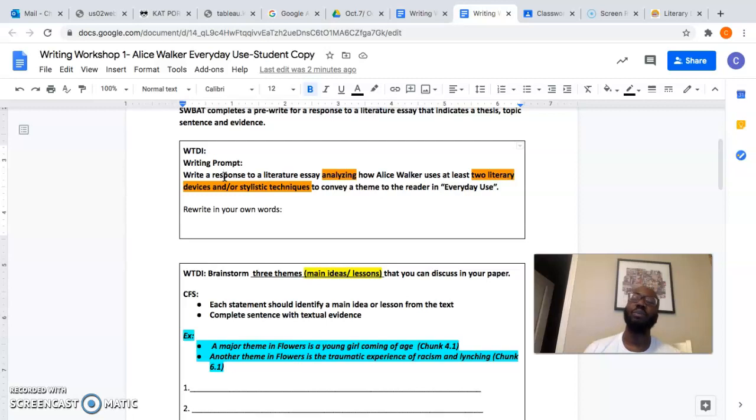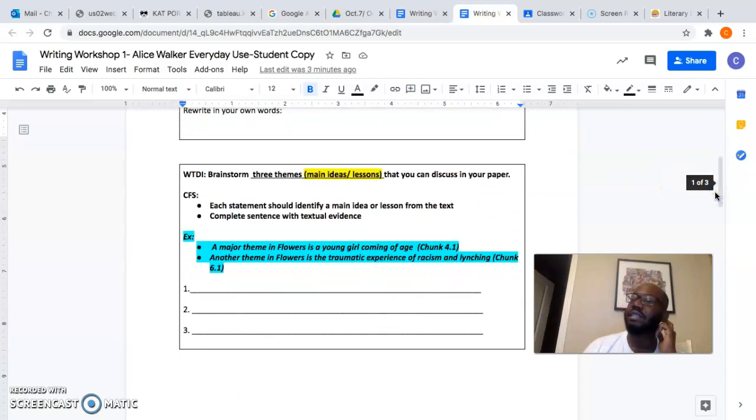What you're going to do is brainstorm 3 main ideas, lessons, or themes. It's the same thing that you can discuss in your paper. The criteria for success is each statement should identify a main idea or lesson from the text, and it needs to be in a complete sentence with textual evidence.